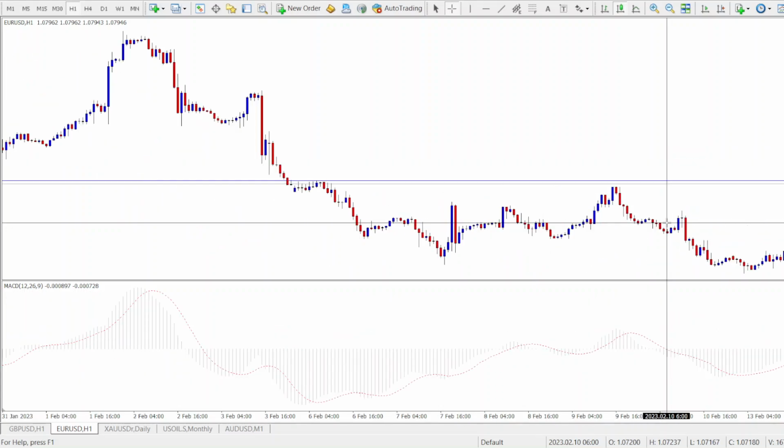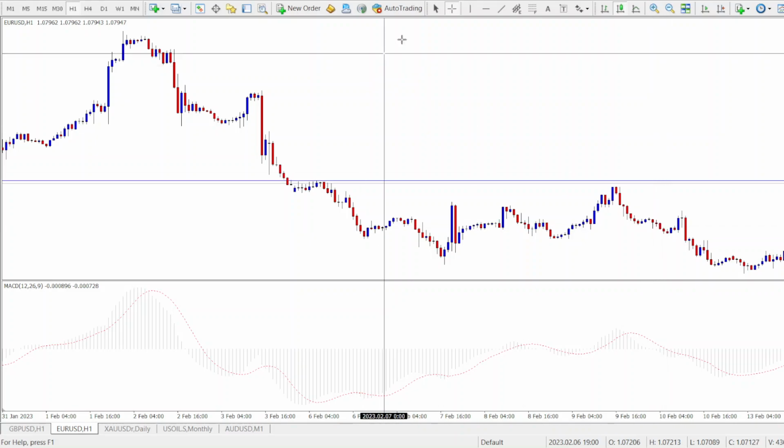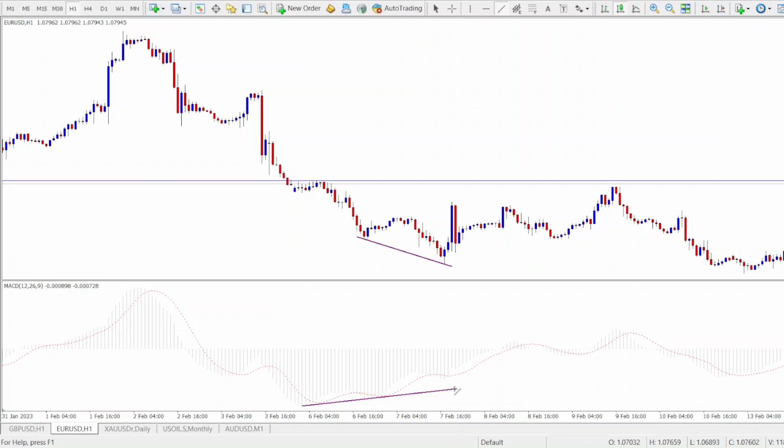Let's see if we can find an example of a divergence. A bullish divergence is when price is making lower lows while the MACD is making higher lows. Okay, I've seen one. We can see that we had lower lows forming here, and we had higher lows forming here. So this is a bullish divergence. It signals a potential bullish reversal.